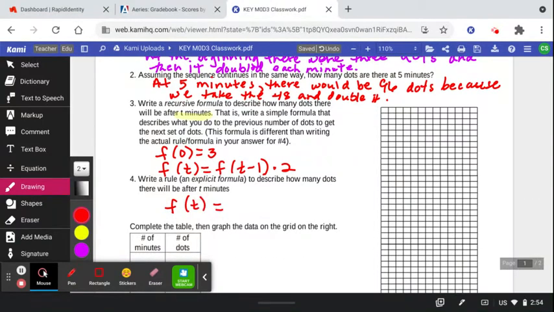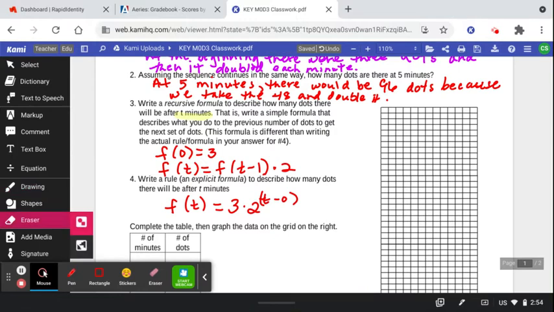And then f of t equals 3, begins with 3 dots, multiplying by 2 every time, to the power of t, or you can just do a t. Why is it an exponent in this explicit? Because of the repeated multiplication of the pattern.